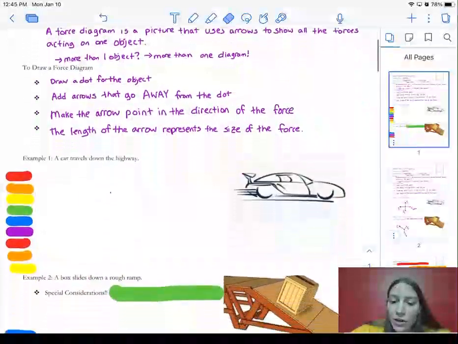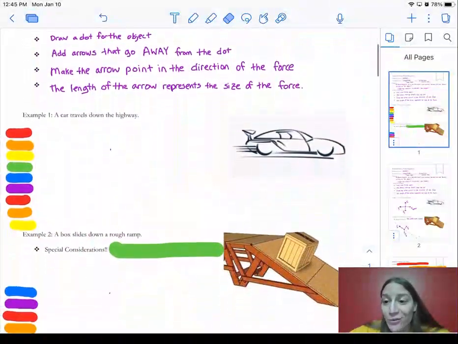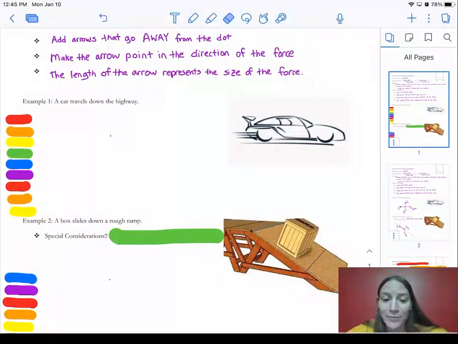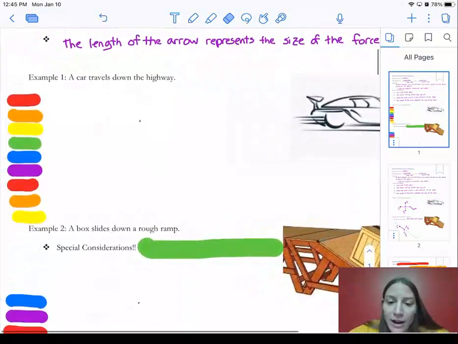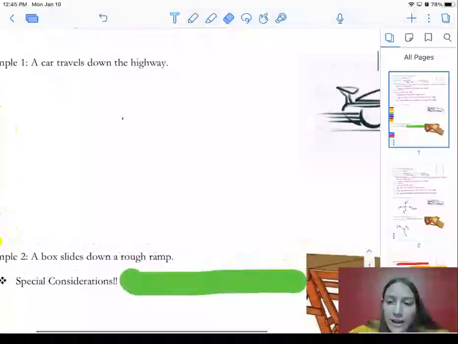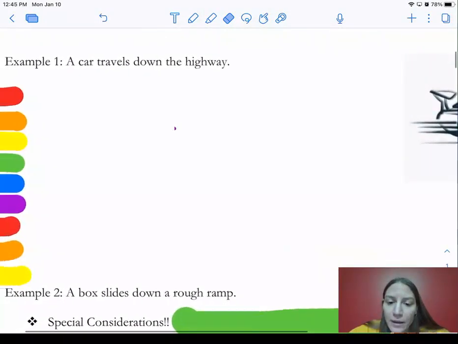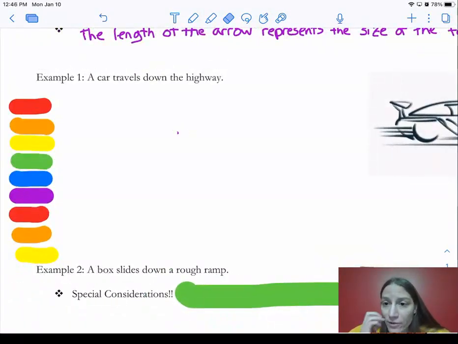Now we're going to look at drawing some, and I hope this works out okay. I had a lot of fun setting this up here. Okay, so we've got first a car. I'm going to kind of zoom in so we can see it better. Traveling down the highway. That one. There we go. And there's a picture of a car there.